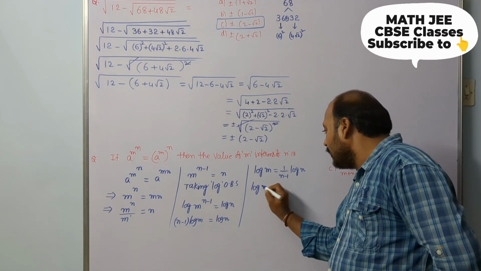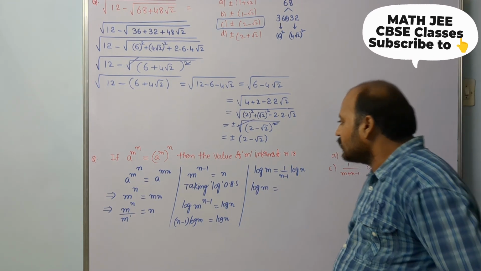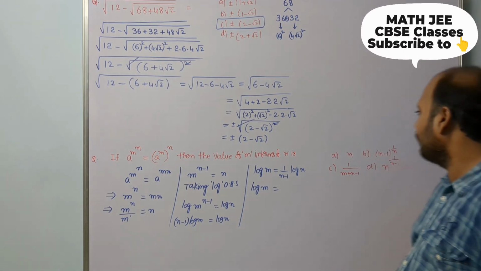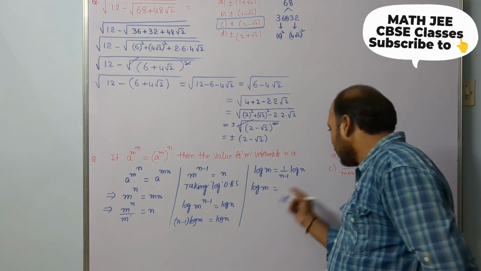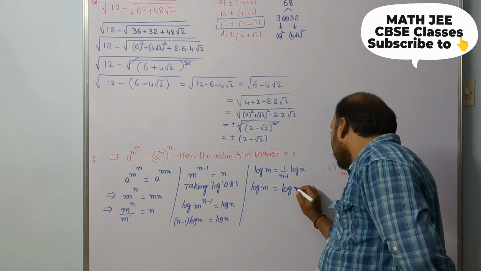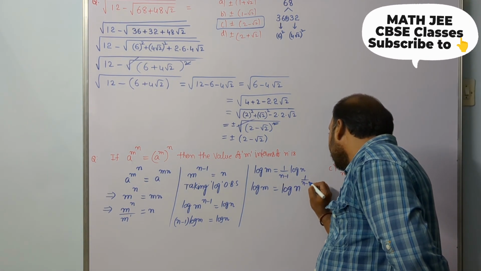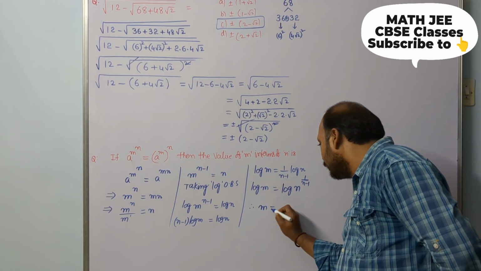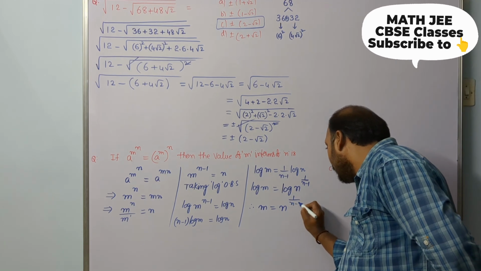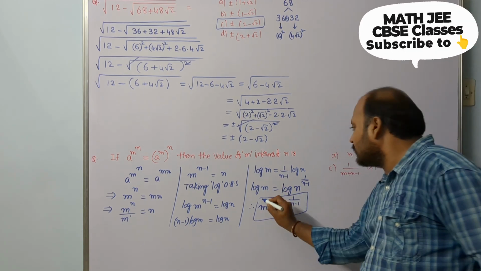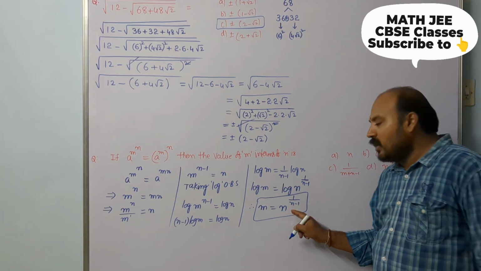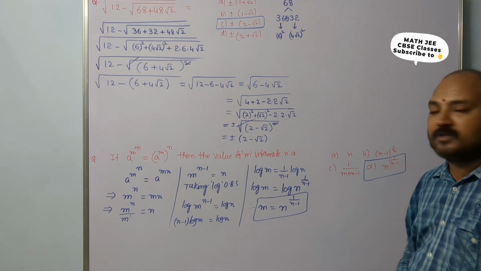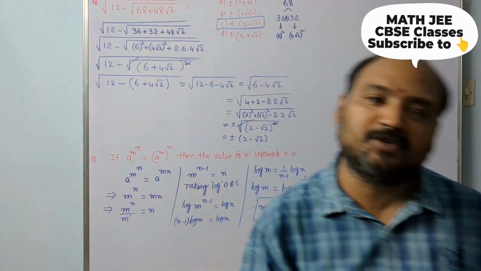So log m equal to... they are asking to find m in terms of n, no? Yes, correct, that is what I am doing. Log n power 1 by (n minus 1). So comparing the log functions, m equals n power 1 by (n minus 1). So m in terms of n, m equals n power 1 by (n minus 1). It is there in the fourth option, dear students. We'll move on to another question now.